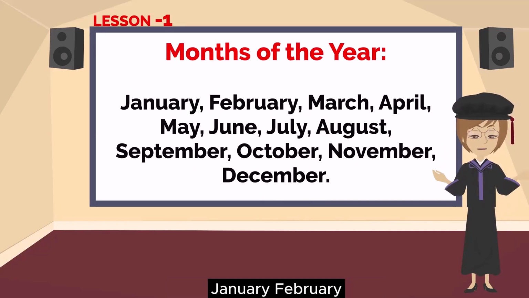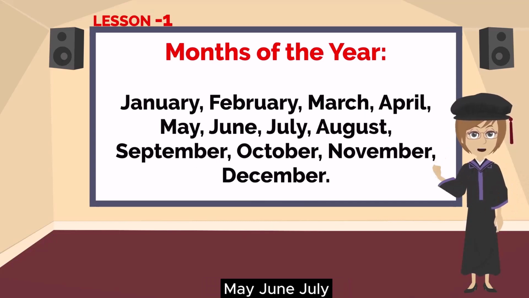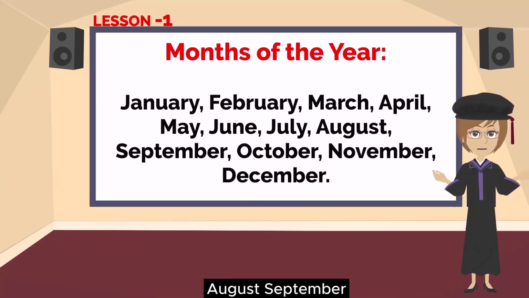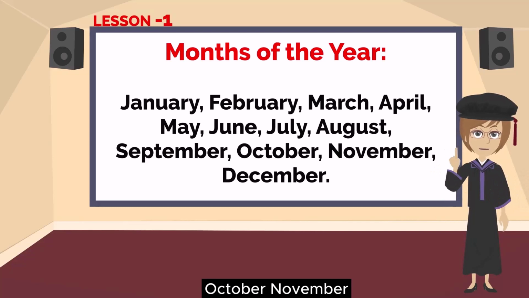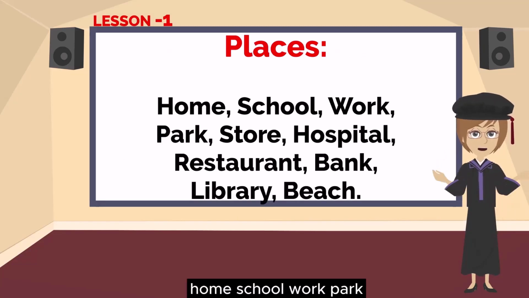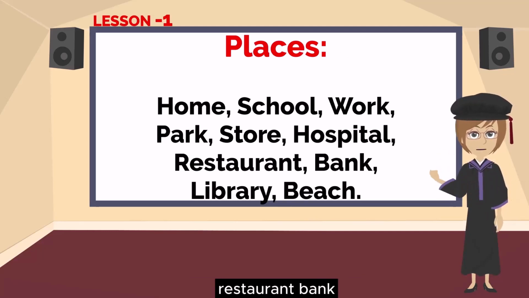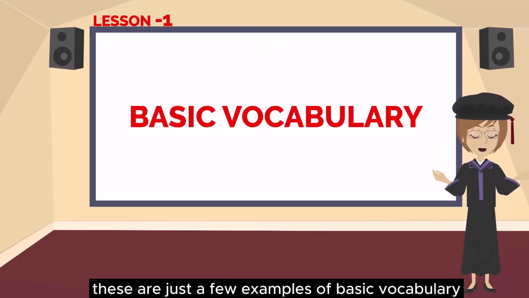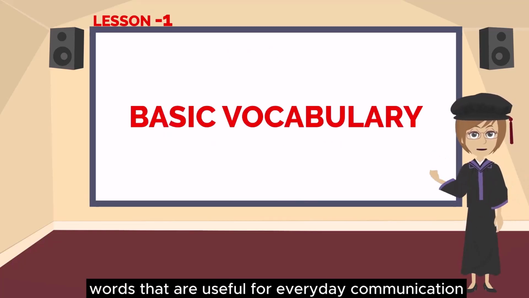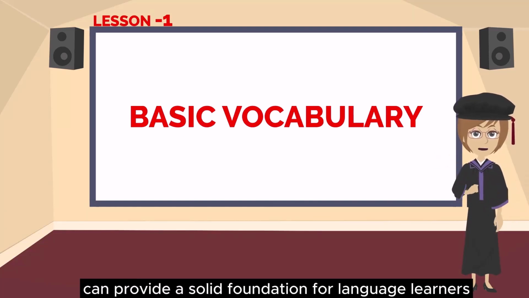Months of the year: January, February, March, April, May, June, July, August, September, October, November, December. Places: home, school, work, park, store, hospital, restaurant, bank, library, beach. These are just a few examples of basic vocabulary words that are useful for everyday communication. Learning and mastering these words can provide a solid foundation for language learners.